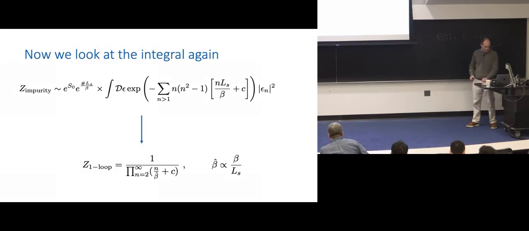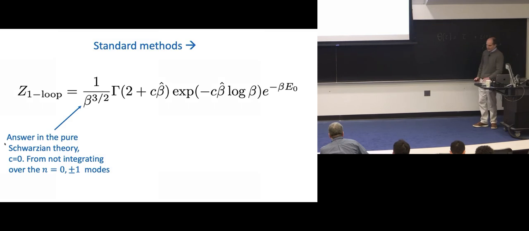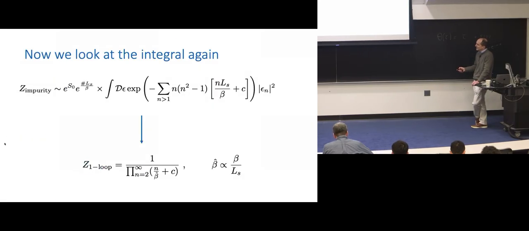Okay. And so by standard methods, you can calculate that determinant. And what you get is, let's say, beta to the 3/2. That's what we had when C was 0, when we didn't have the conformal anomaly term. This came from the Schwarzian, this came from not integrating the 0 and plus and minus 1 modes and scaling out this factor of beta. Well, if you didn't follow that, I can explain it more carefully.